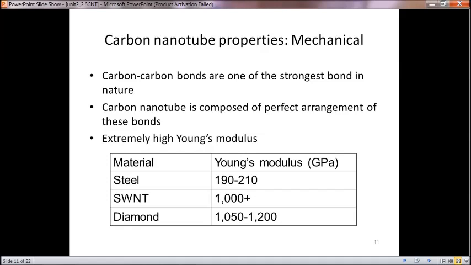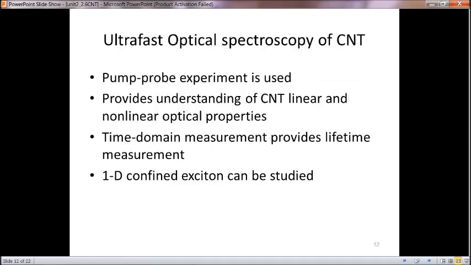And the ultrafast optical spectroscopy of carbon nanotubes will have pump-probe experiments, and it provides understanding of carbon nanotube linear and non-linear optical properties. We know already the nanomaterials have special optical parameters based on the size. So here time domain measurement is also taken because the time domain measurement gives lifetime measurement. The characteristics won't change for nanomaterials, and these have high durability and an extended lifetime, and so once taken, the characteristics won't change.